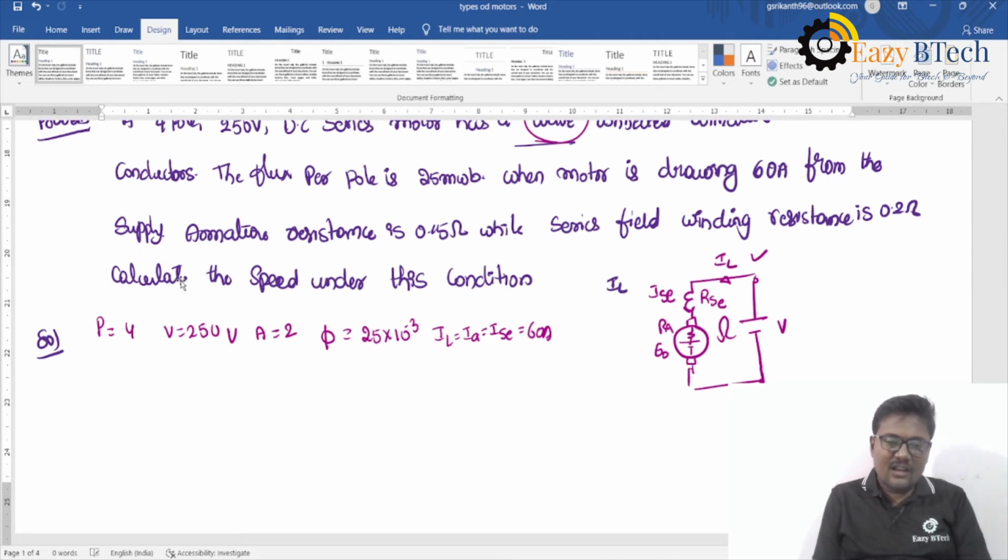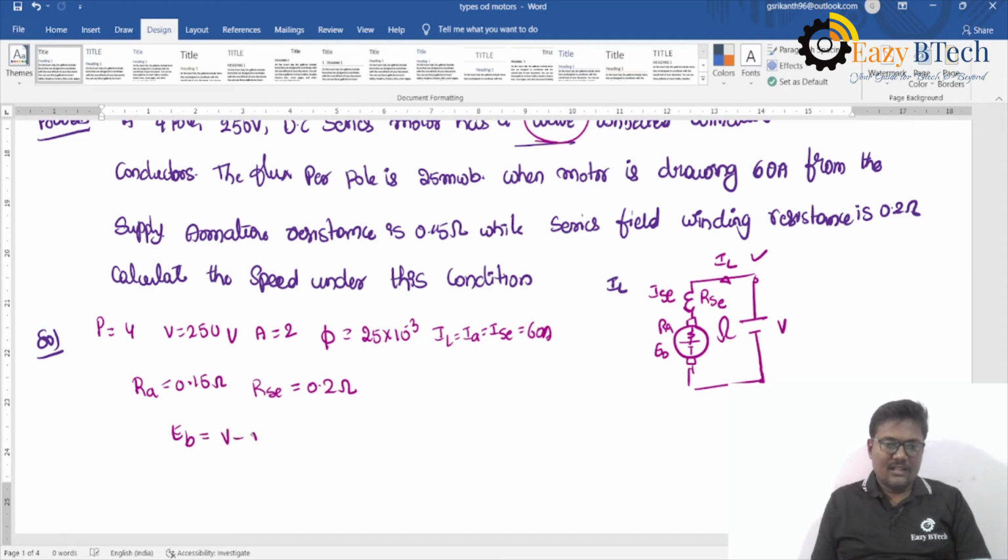And the next one is armature resistance. The armature resistance value is 0.15 ohms, and the series field winding resistance is 0.2 ohms. Generally the series field winding resistance is less than the armature resistance, but in this problem RA is less and RSC is more. Practically the RSC value is less than that of the RA. So in this case, find out the EB value.